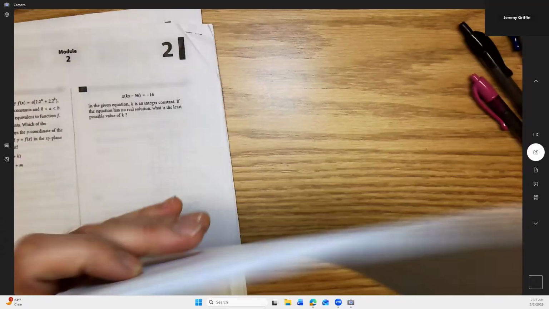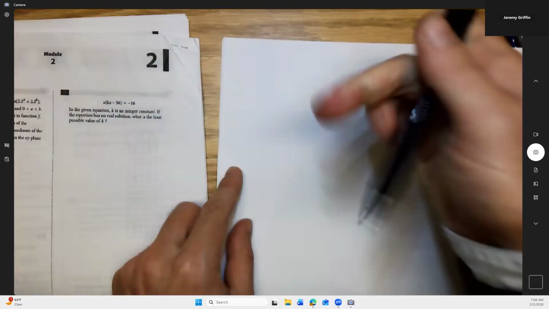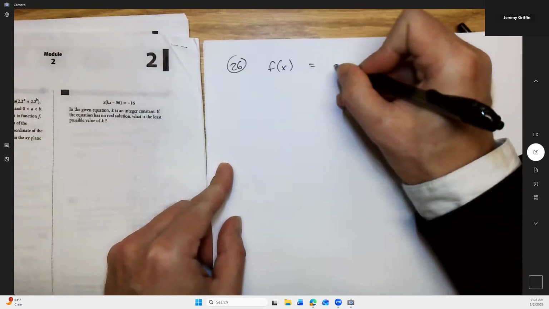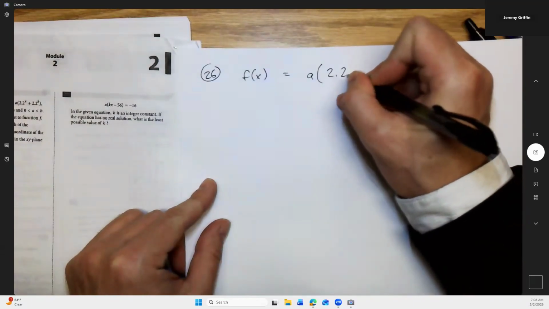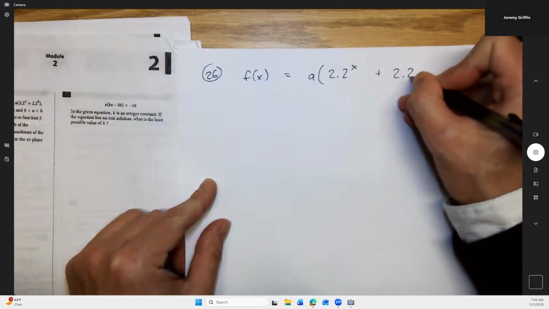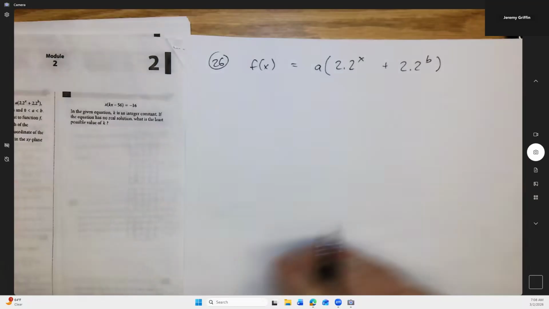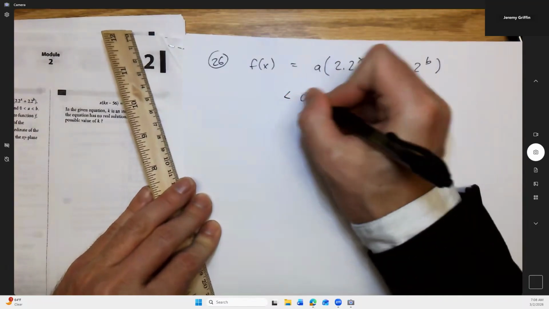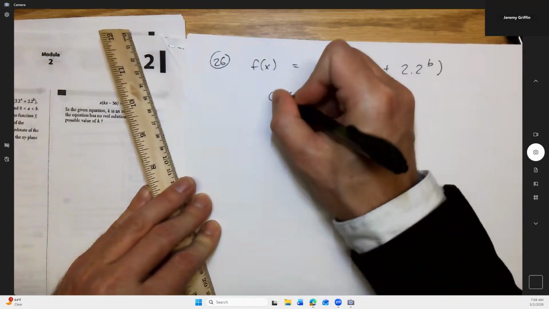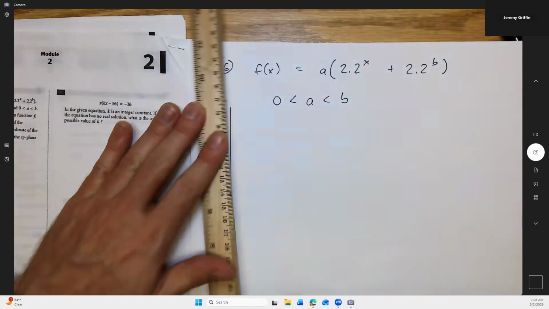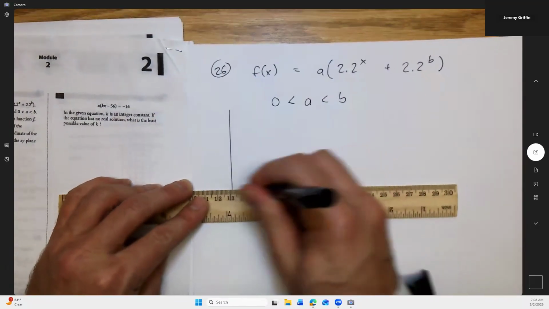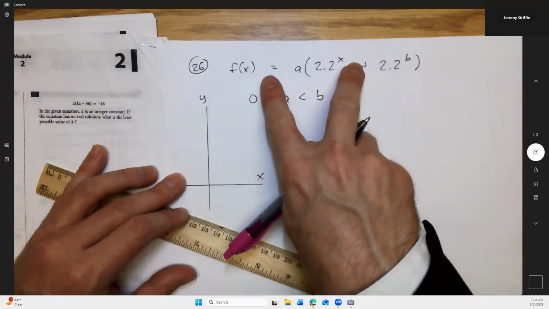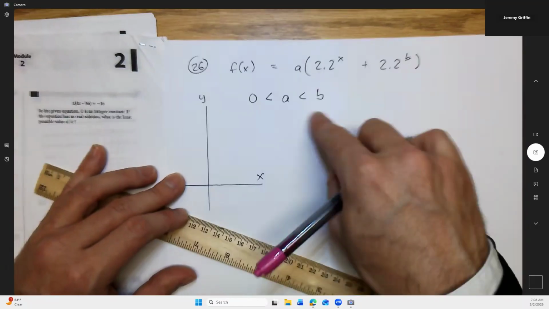All right, so I write down what I got here. 26 is we got f of x equals a times 2.2 to the x plus 2.2 to the power b. And we know that a and b are both positive and that a is larger than b. So they give us all that. I think it helps to have a picture in your mind. We got x, y, this is some kind of exponential function. Now we don't know what a and b are, but they're just some positive constants.